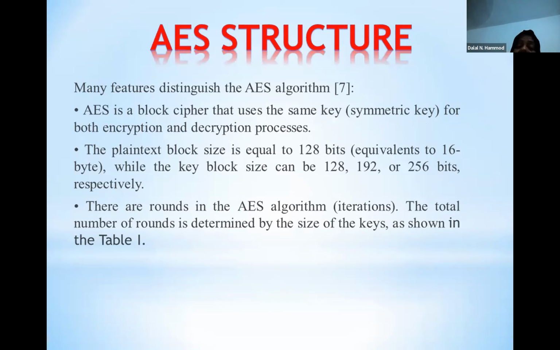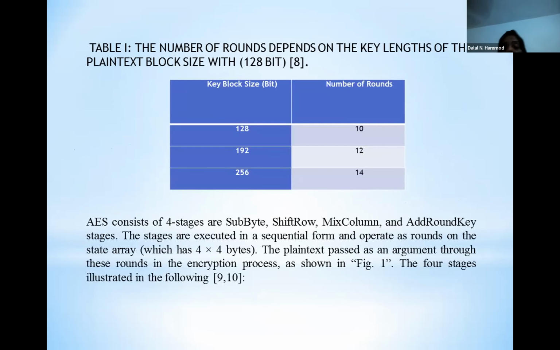The plain text block size is equal to 128 bits. The key size can be 128, 192, or 256 bits, respectively. These are rounds in the AES algorithm iterations. The total number of rounds is determined by the size of the key, as shown in Table 1. This represents the number of bits in a block, the size of a key, and the number of rounds for each key.